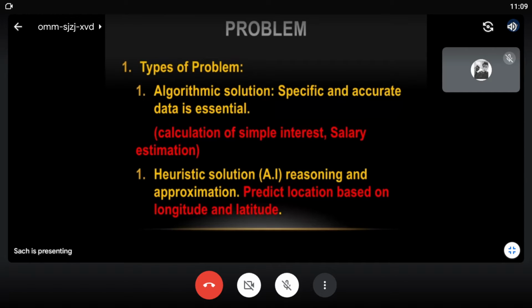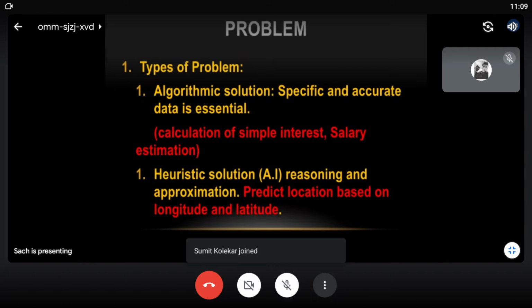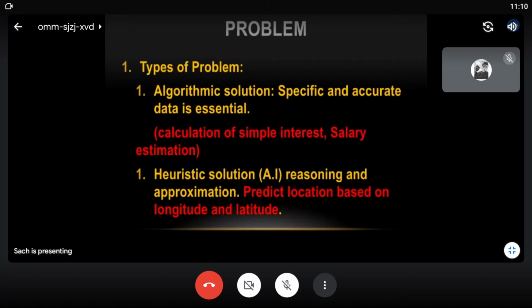Now, let us go for what are heuristic solutions. They are based on reasoning capability and have approximation. That means your answer is nearby correct.